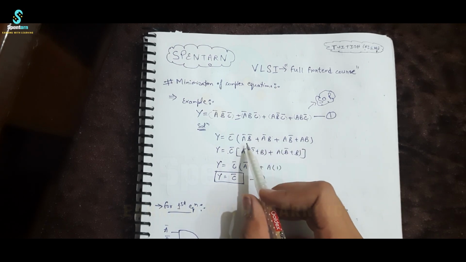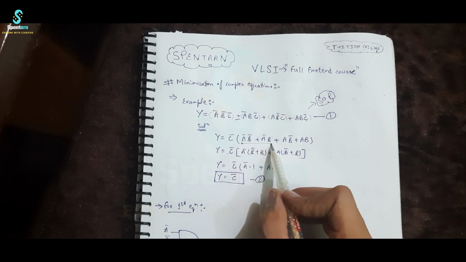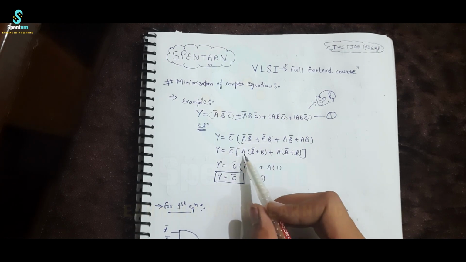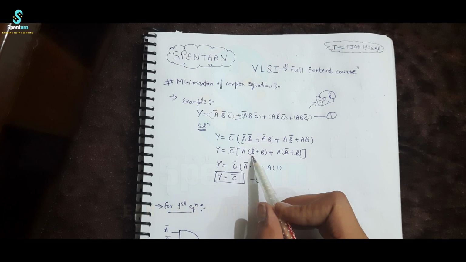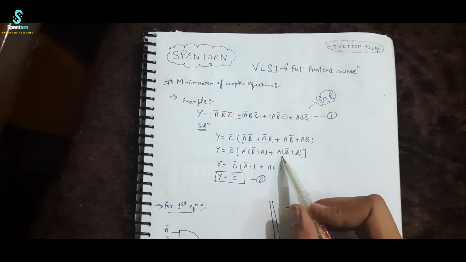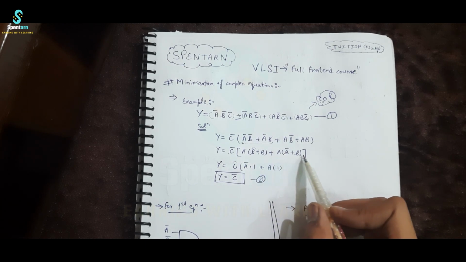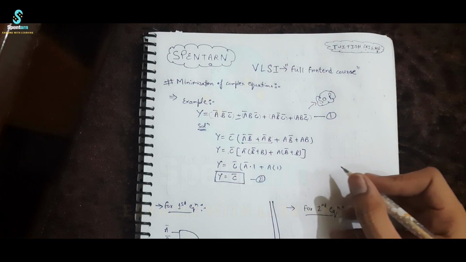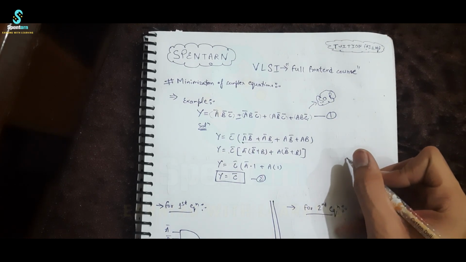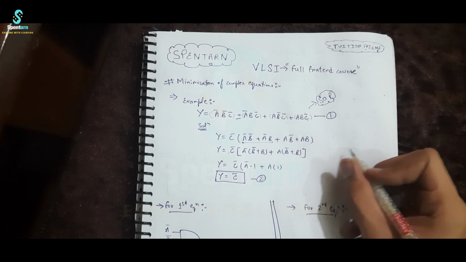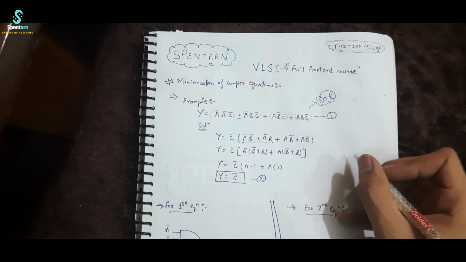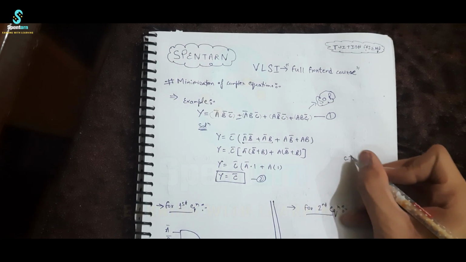Now what I have done is I have taken A bar from these two statements. So A bar I have taken, and it will just remain like B bar plus B. Similarly here I have taken A, it will become B bar plus B. One thing I want to tell you here is, if something gets added with the same expression and with its complement, for example, I'm just adding C plus C bar.